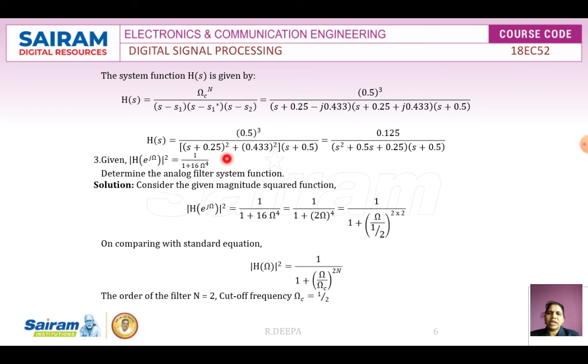Then if you multiply, you are getting the transfer function. The final transfer function H of s is equal to 0.125 divided by (s square plus 0.5s plus 0.25) into (s plus 0.5). Okay, this is about the second problem.